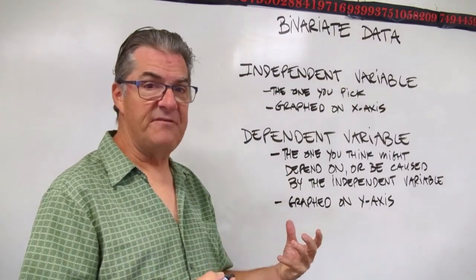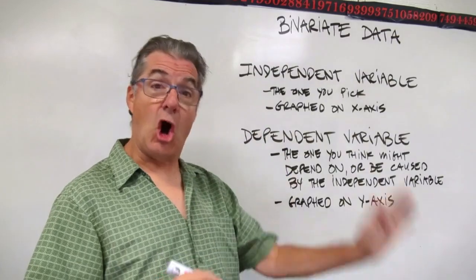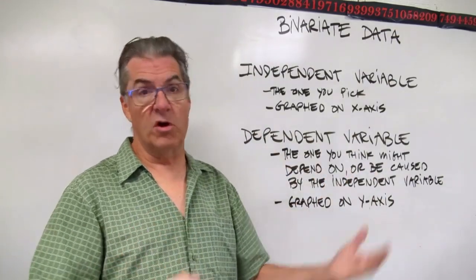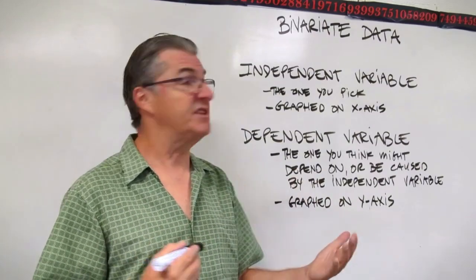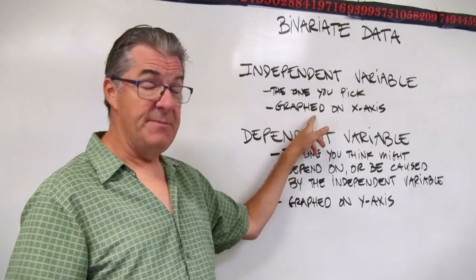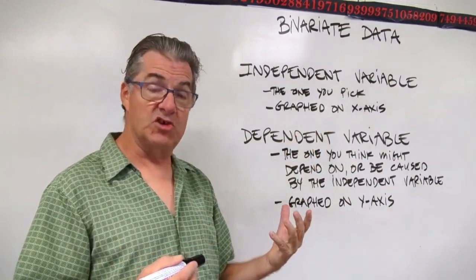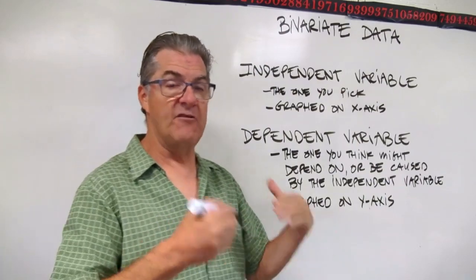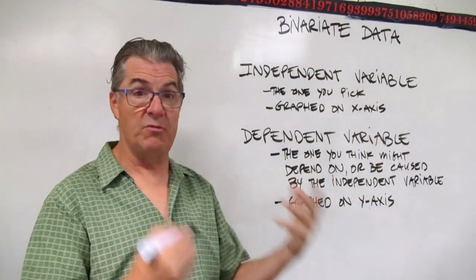So the independent variable is the one that you pick. This is the one that you think might be causing something in the world, or that you're testing with your data to see if there's a correlation or even a causation. So this is the one you pick. When you make a graph, you put the independent variable on the x-axis. Like for example, if we're trying to figure out distance covered during a trip, we would put time on the x-axis. That's the one we control.